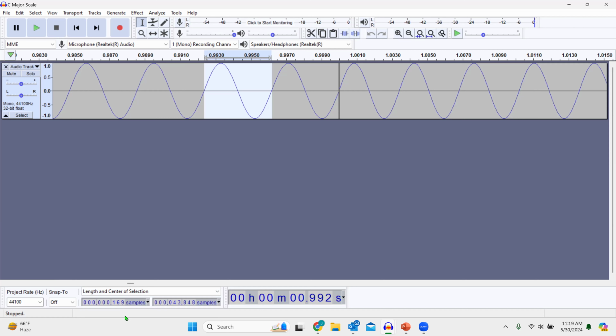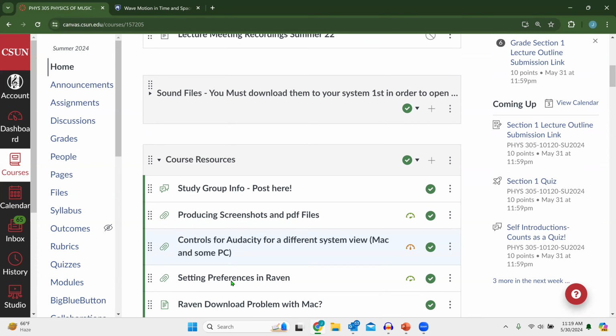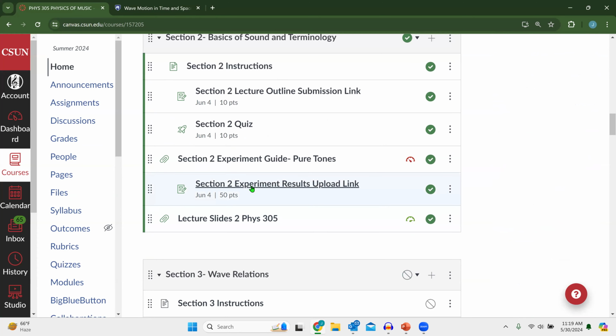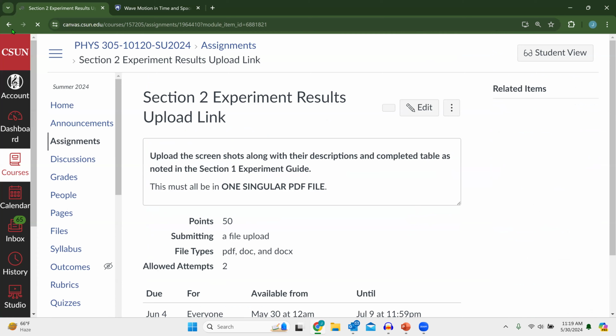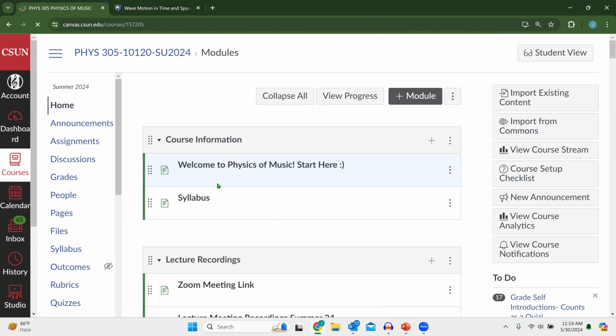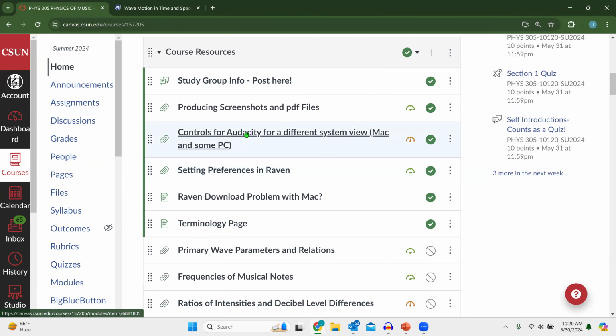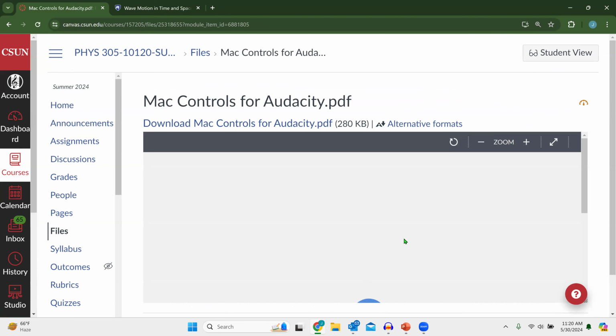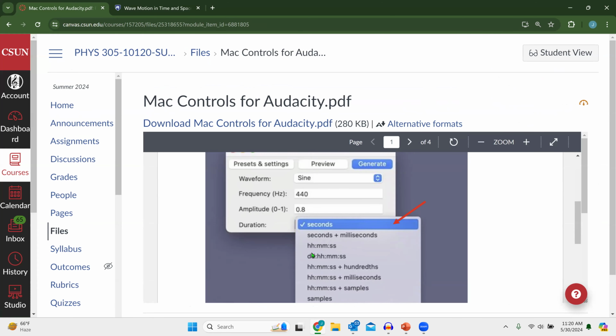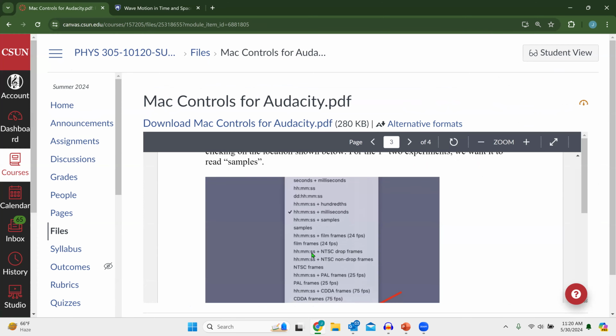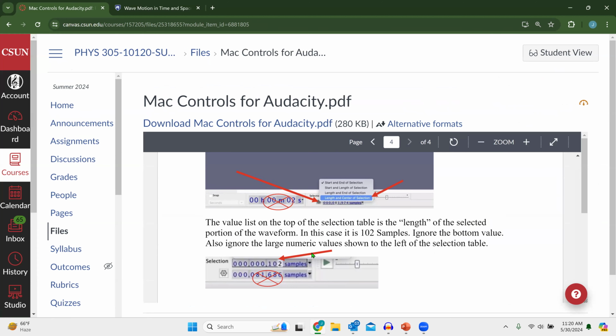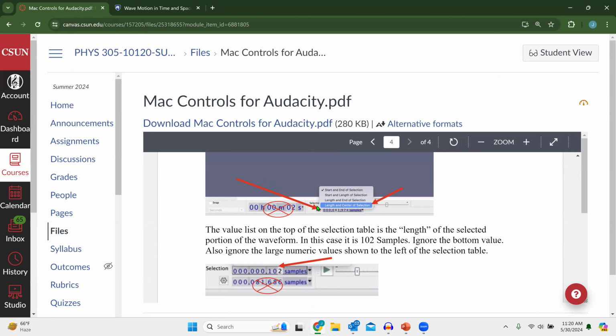If you're on Mac or even on some PCs, that shows up in a different location. I want to show that really quick because this is a big thing that people have some issues with sometimes. I know a lot of people use Mac, that's fine. But that control to change to length and center of selection is in a different spot. It's over here, there's this little gear that opens up a menu, and that's where you have length and center of selection. And then you have these two readouts here, length and center of selection, not this.